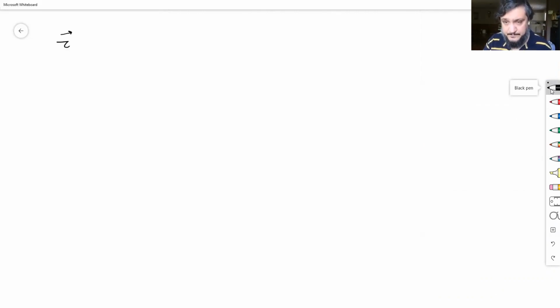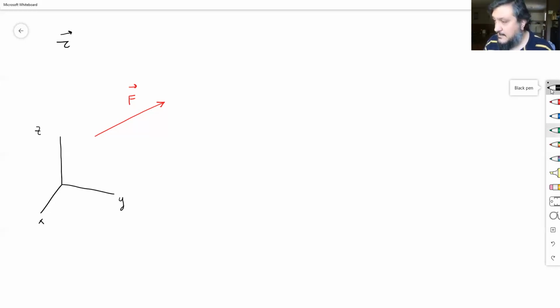Now, here's how you do it. Again, you have this force given to you, but now you're observing this from a point. Let's say this is the axis X, Y, Z. And you want to calculate the effect of this force in terms of rotation. And you're watching it from a point, and that point is this, the origin. Okay, so the force is applied on the object at this point here.